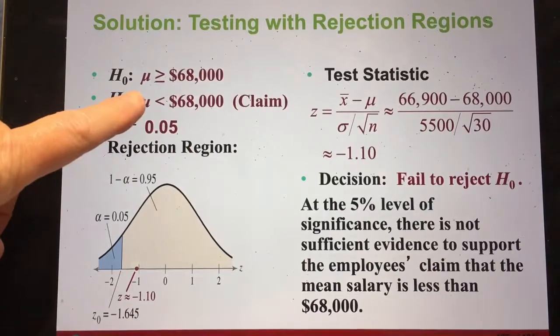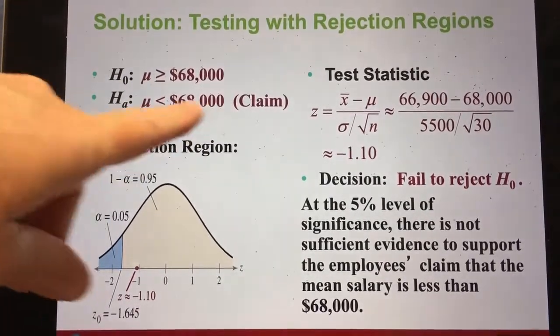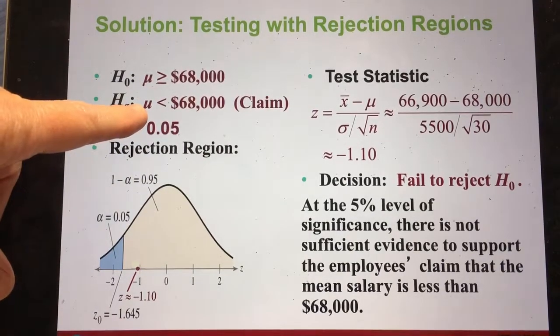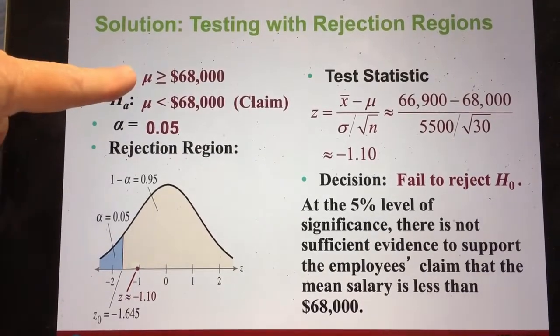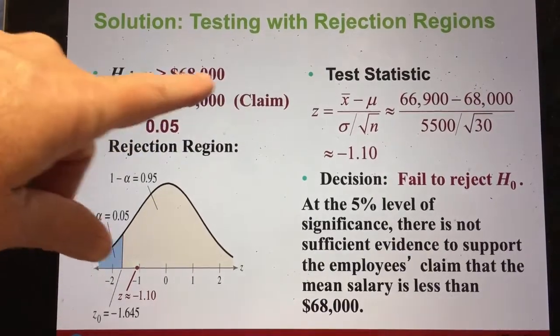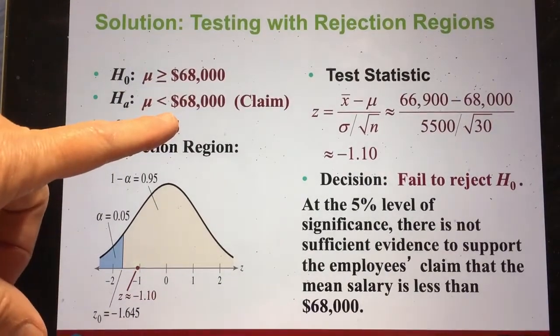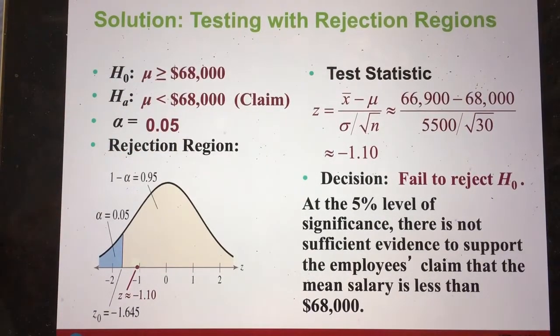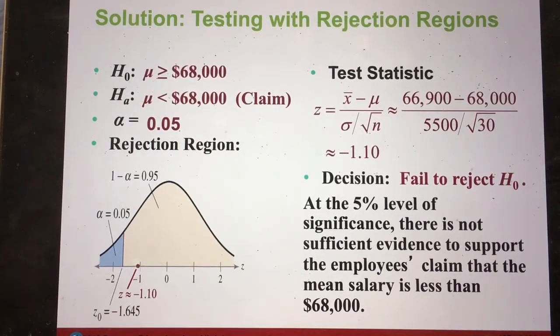So we fail to reject, which means that the claim that is less than, since we failed to reject this one, that means we basically think it's true, which means that this one is not supported. So at the 5% level of significance, there is not sufficient evidence to support the employee's claim that the mean salary is less than $68,000.